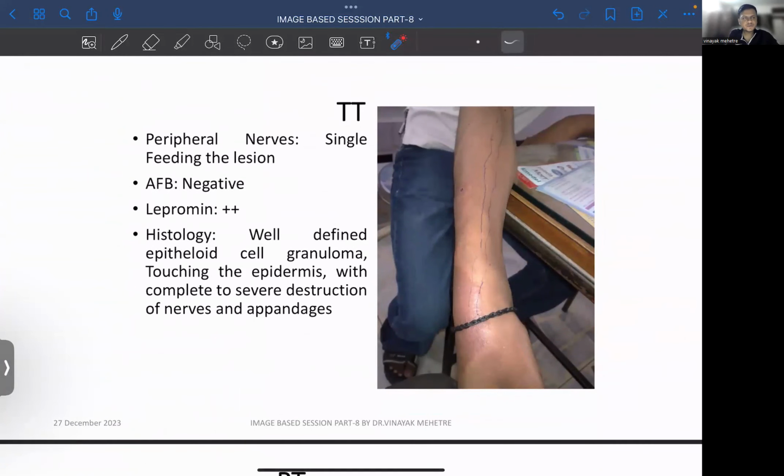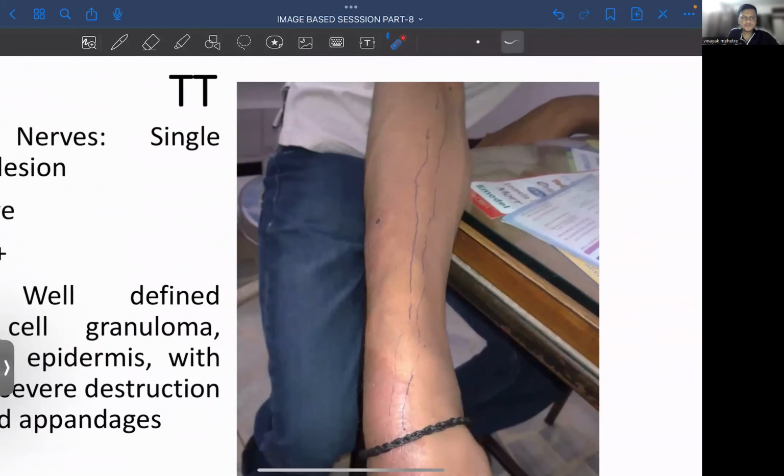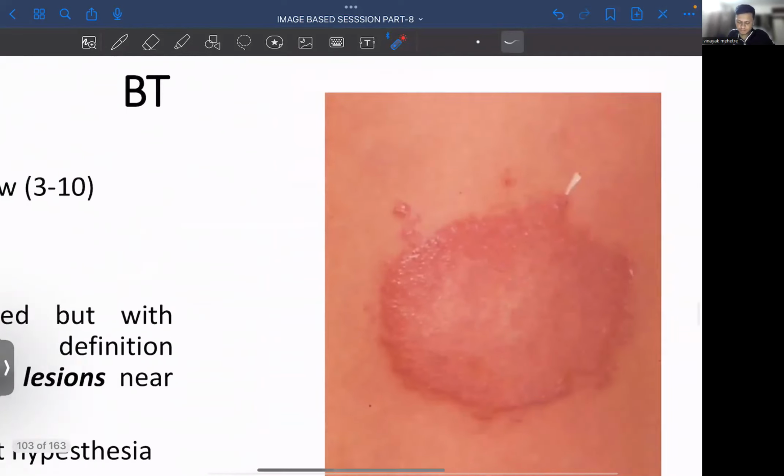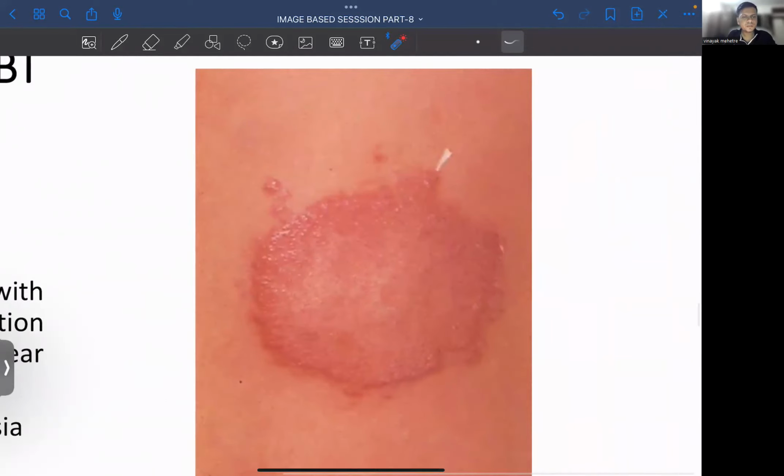Whenever you get a question on TT, remember they will give you a white lesion with nerve involvement. There will be thickening of the nerve. Thickening of nerve with a single lesion will be called TT. Then we come to BT. What did I say? Satellite lesion. What does satellite lesion mean?